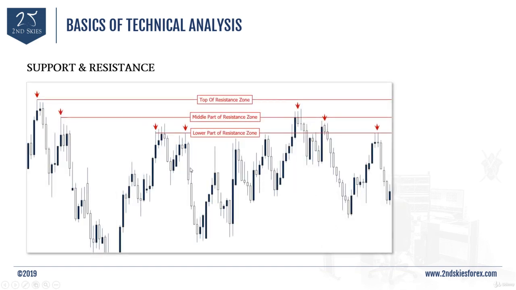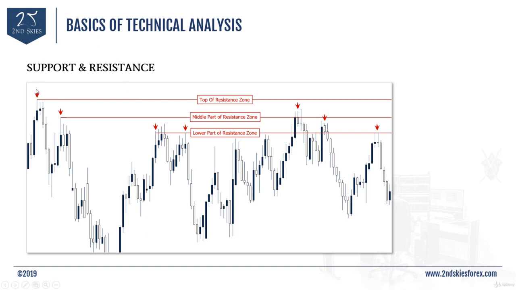Here's a good example of a very wide area of support and resistance. So they come in different shapes and sizes, similar to candlesticks. Support and resistance are the same in terms of variation. Sometimes they're wider and sometimes they're more narrow. In this case, it's a very wide resistance zone.